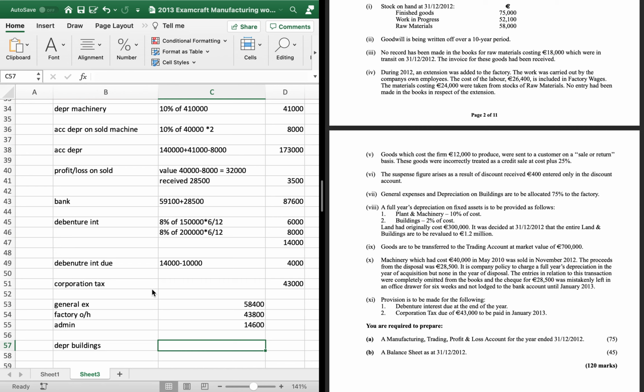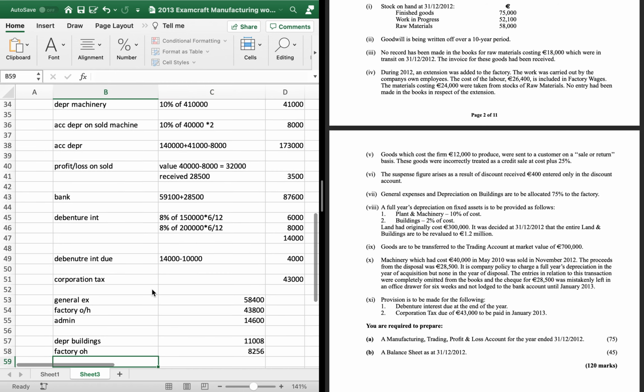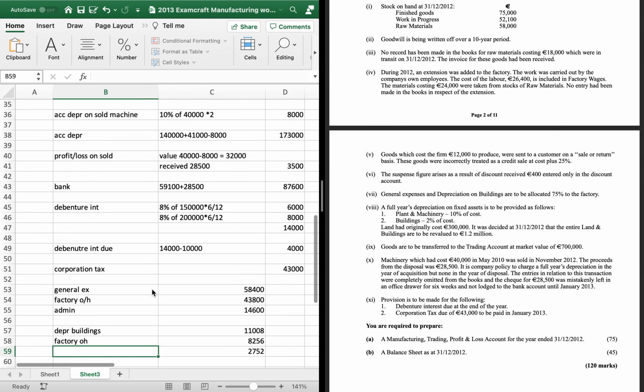It was 11,008 or something, was it? So 11,008, and again factory overhead is 75% and then the difference, 25%, is admin.